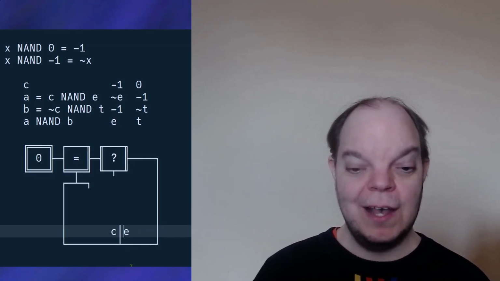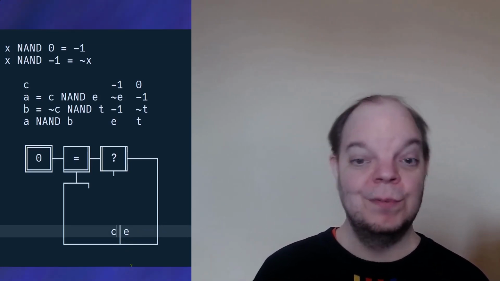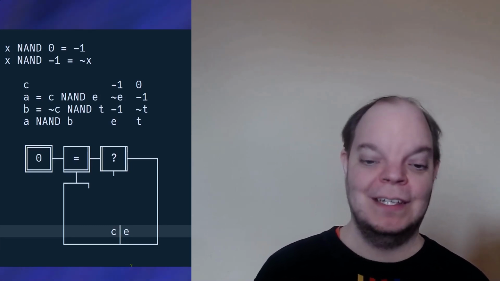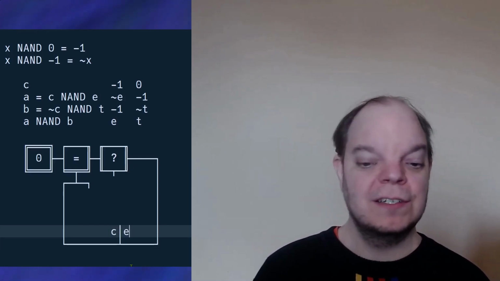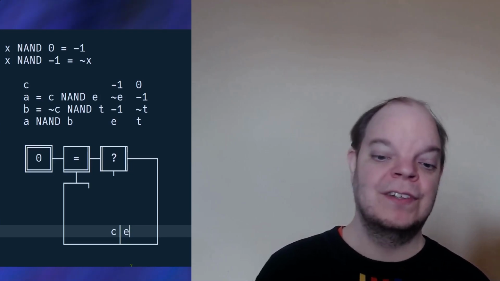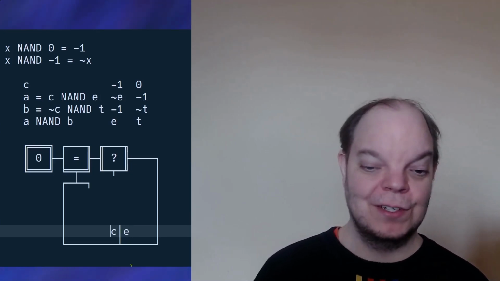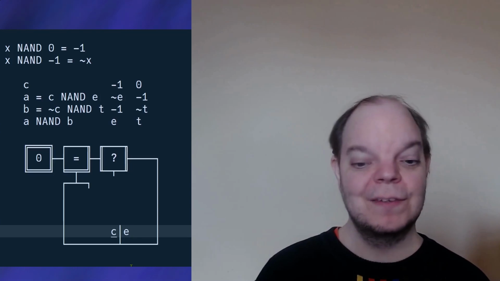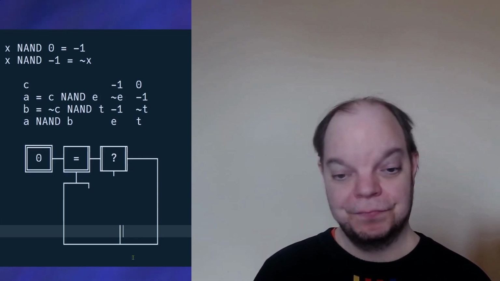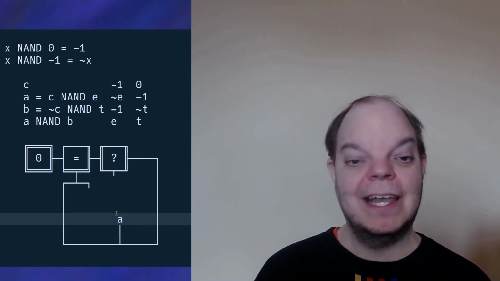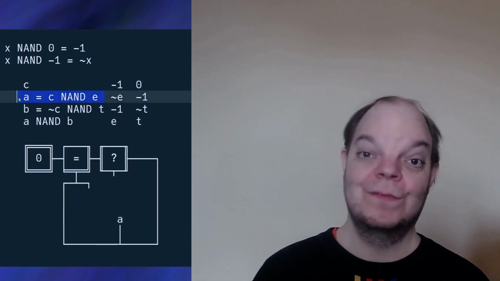Okay, so now, because the output points up, that turns everything 180 degrees around. So c and e are still in the same place, but the NAND operation now considers the c to be the first operand, which is what we need. So this is actually a, which is the result of this first part.